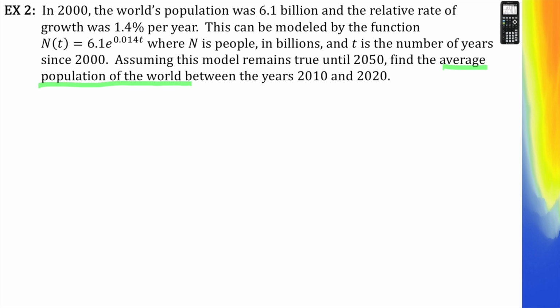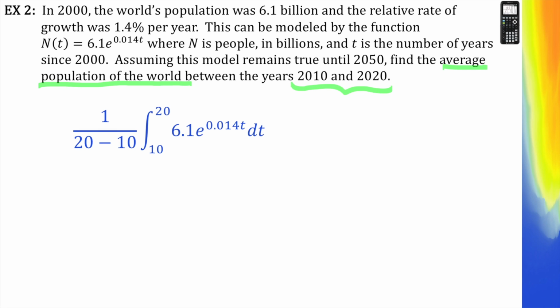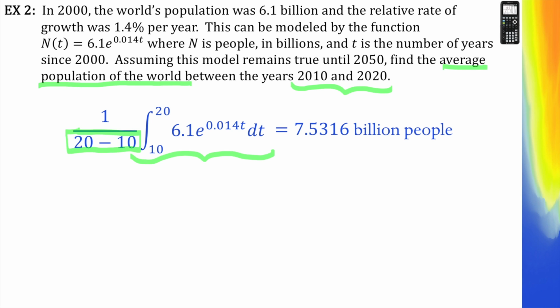So we're looking for an average value in this 10-year period. So let's set up our integral. So 20 minus 10, that's the width of the interval I'm interested in. And then we'll find the area under the curve during that width. Pop that all into your calculator and you get 7.5316 billion people. That was the average population over that time.